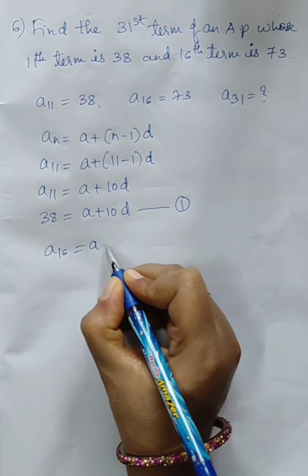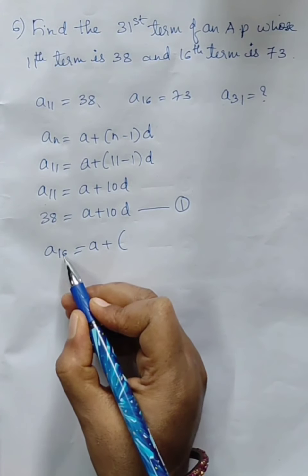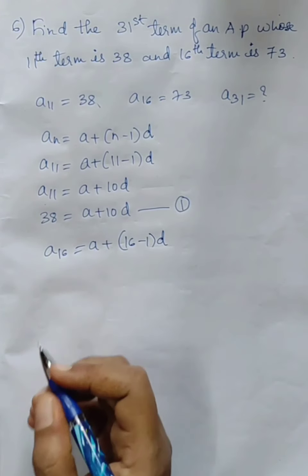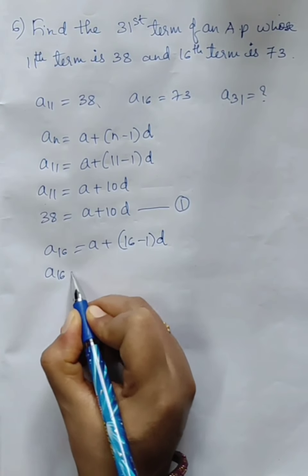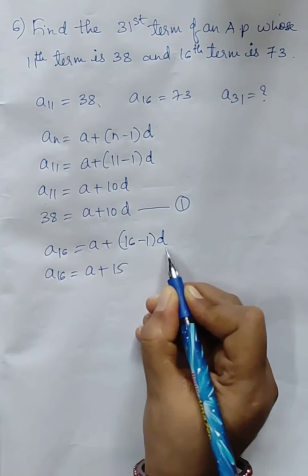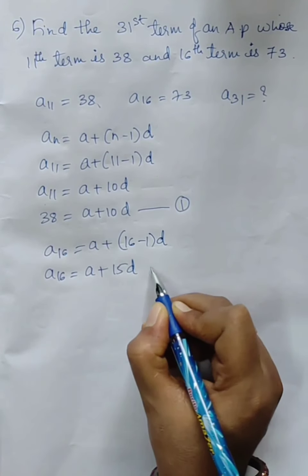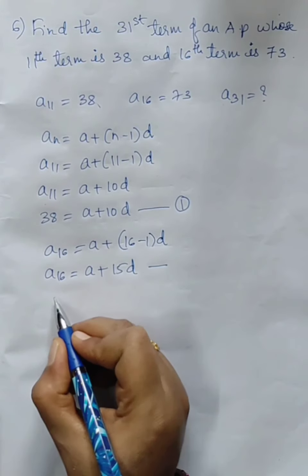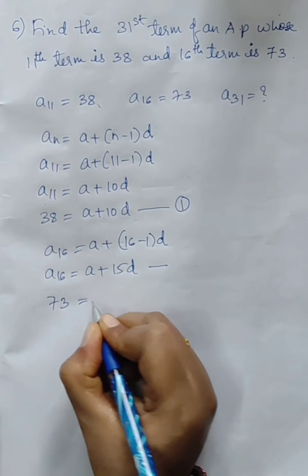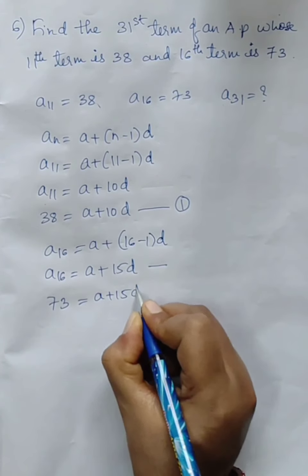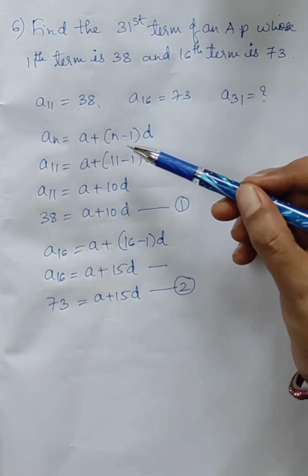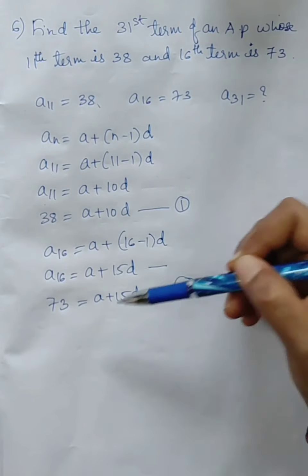A16 is equal to a plus, what is n here? n is 16, minus 1 into d. Okay, now A16 is equal to a, keep it as it is, plus 16 minus 1 is 15, and d as it is, 15d. a plus 15d. Okay, so next, what is the value of A16? That is 73. So 73 is equal to a plus 15d. This is equation number 2. See, using this formula and substituting the given values, I have got the two equations.